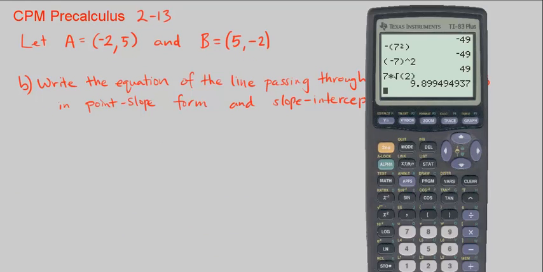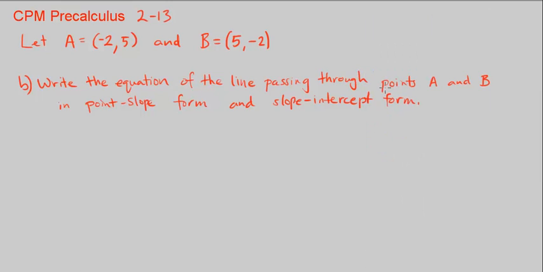Part B is asking us to write an equation for the line passing through the 2 points in point-slope form. Okay, so that's y minus y1 equals m times x minus x1. And slope-intercept form, which is y equals mx plus b. Okay, so to write the equation of the line, I need a point and a slope. Well, what is the slope of my segment AB?